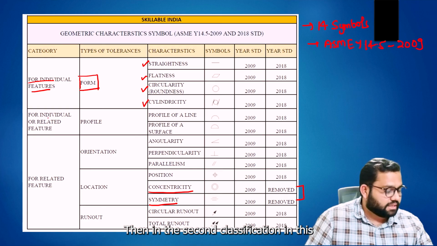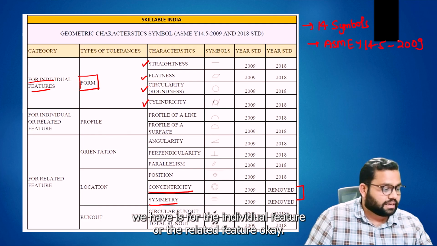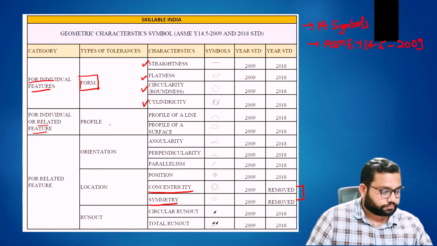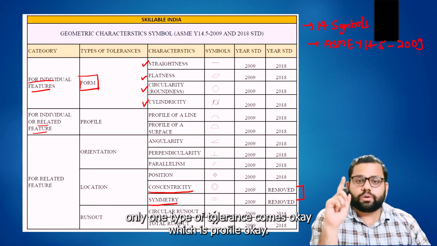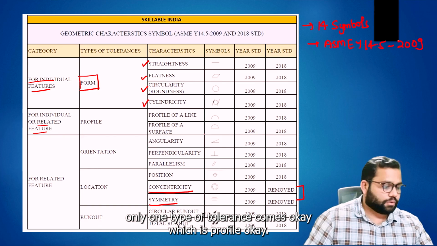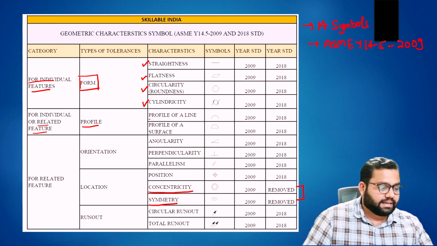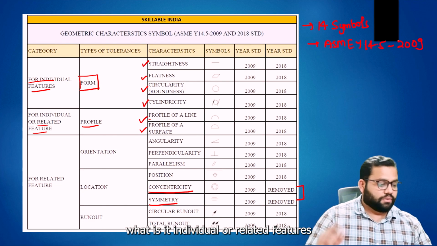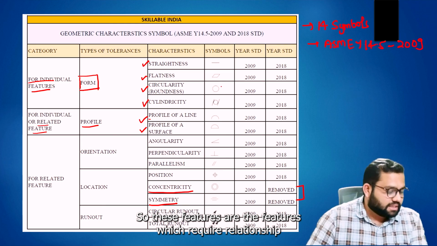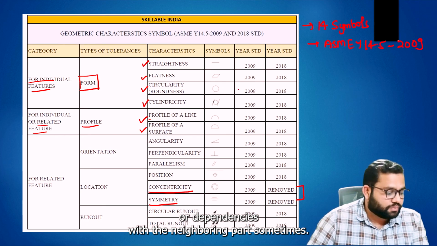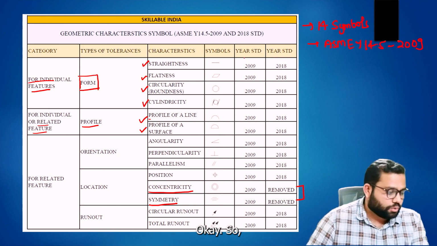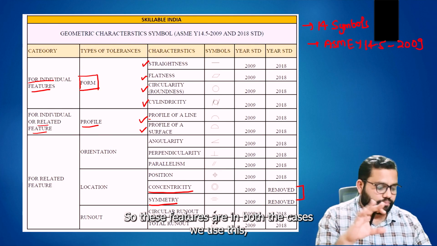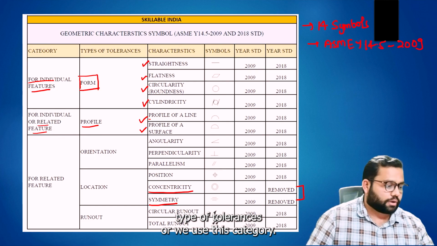The second classification is for the individual feature or the related feature. So this is for both individual as well as related feature. Under individual and related feature, only one type of tolerance comes, which is profile. In profile we have profile of a line and profile of a surface. These features require relationship or dependencies with the neighboring part sometimes, so sometimes they are dependent and sometimes they are not. In both cases we use this type of tolerance.